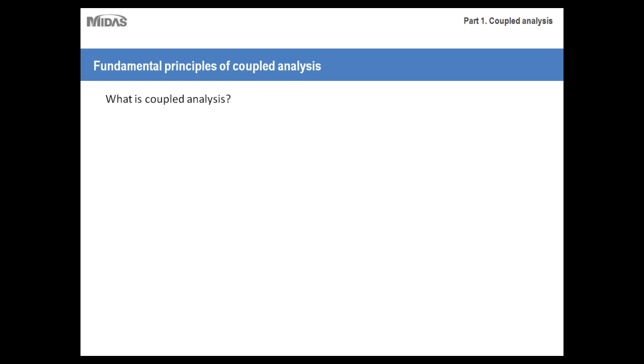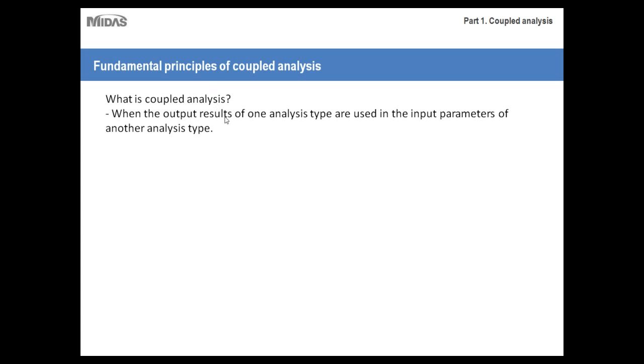Okay, so first, what is coupled analysis? Essentially, it's when the output results of one analysis type are used as the input parameters of another analysis type. To give further clarity, it's used for analysis types whose data is analytically interrelated. In other words, the output for one analysis type depends on the results of a previous analysis. I'll go into greater detail about this through some specific examples.